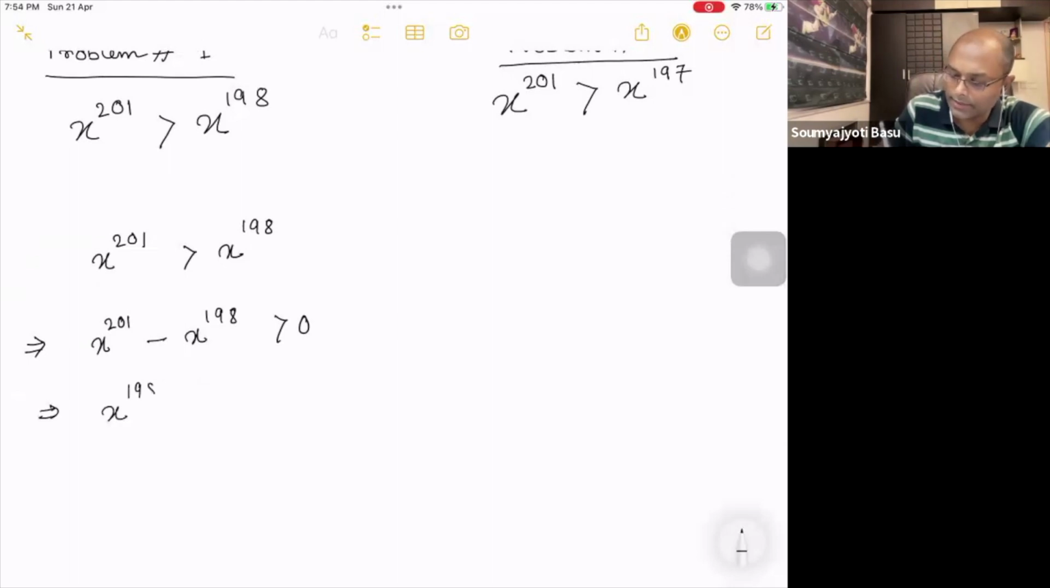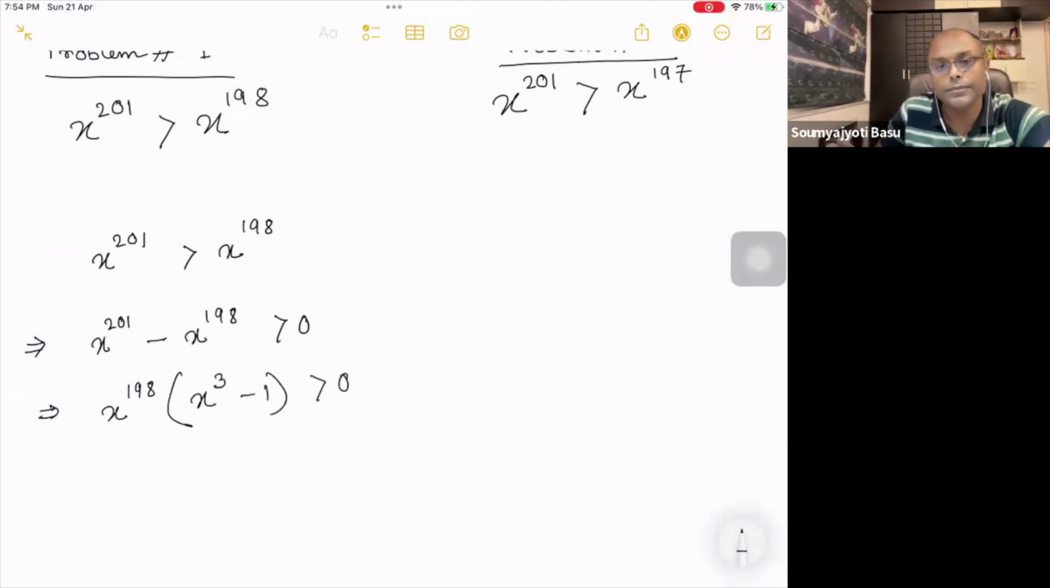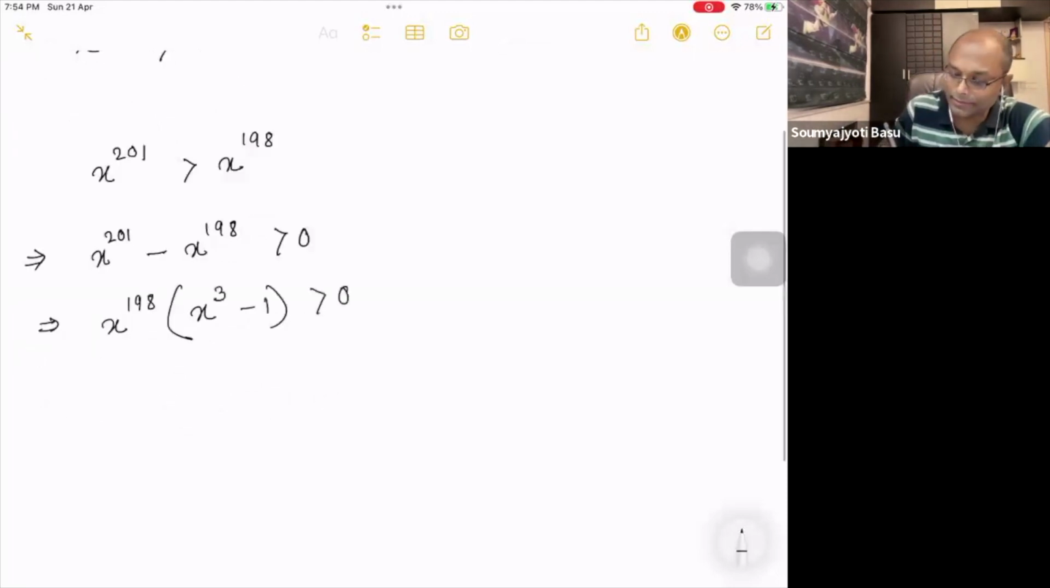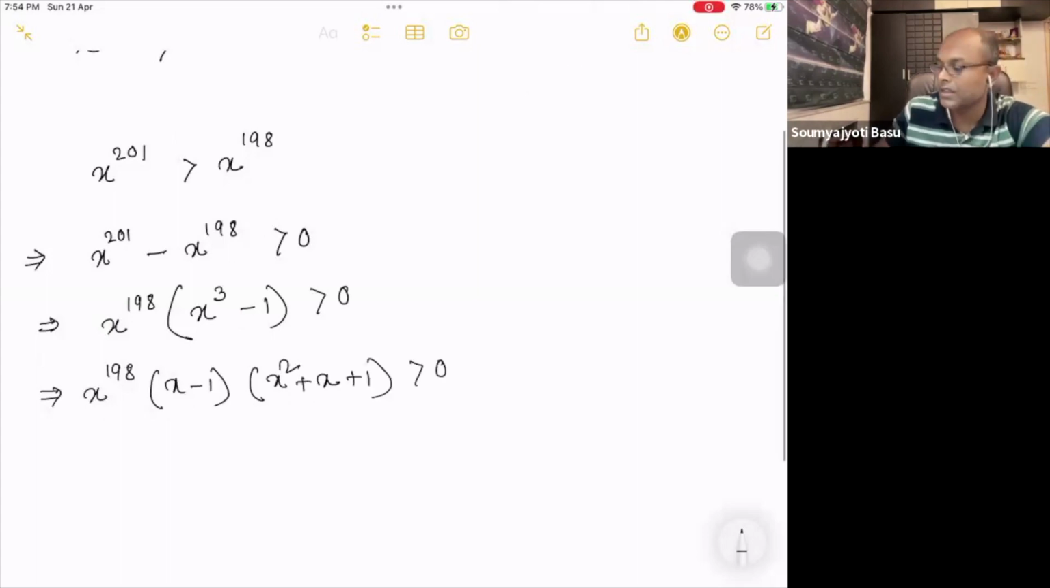I can write this as x to the power 198 into x cube minus 1 greater than 0. Okay, basically factorizing it or trying to get the roots of this equation. X cube minus 1, you can factorize it or you can break it up easily. You can write this as x to the power 198 into (x minus 1) into (x square plus x plus 1) greater than 0.